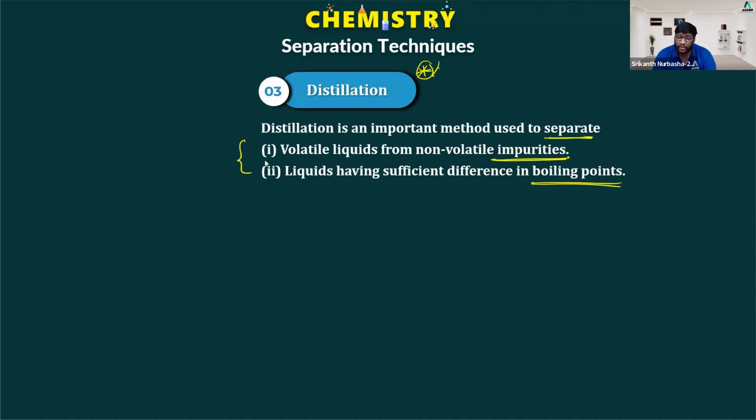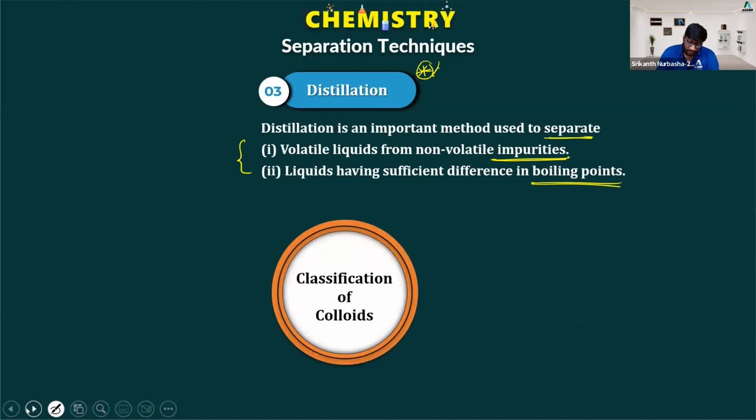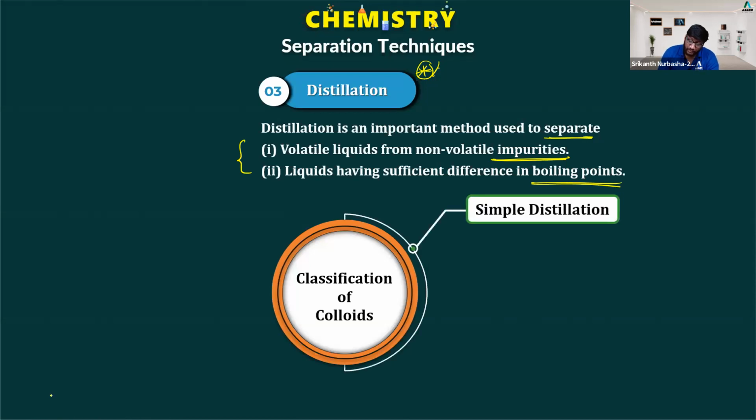Volatile liquids from non-volatile impurities. If the impurity is non-volatile and we have a volatile liquid, that volatile liquid can be separated from non-volatile impurities. And the liquids should have a sufficient difference in the boiling points. I have just said sufficient difference, but what is that sufficient? We have to classify. So, classification of distillation.